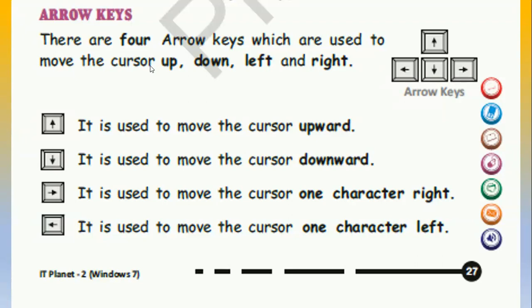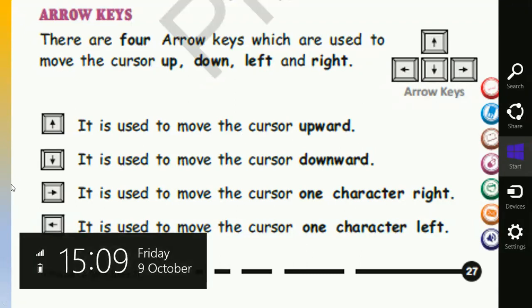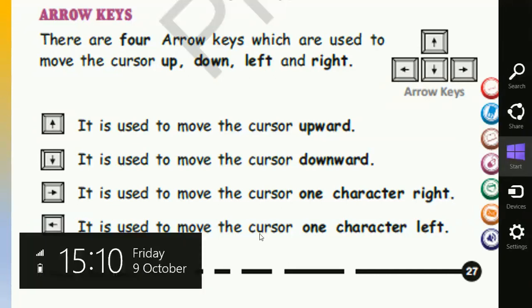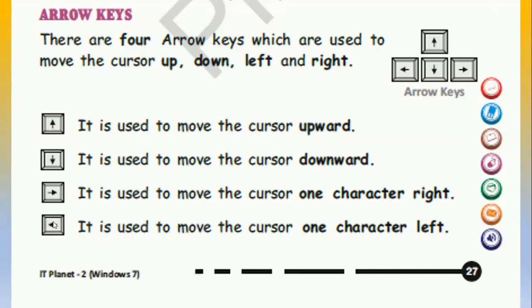To move that cursor up, down, left and right, these arrow keys are used. This is the up arrow. It is used to move the cursor upward. This is the down arrow. It is used to move the cursor downward. This is the right arrow. It is used to move the cursor one character right. This is the left arrow. It is used to move the cursor one character left.